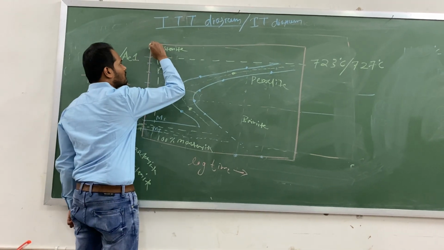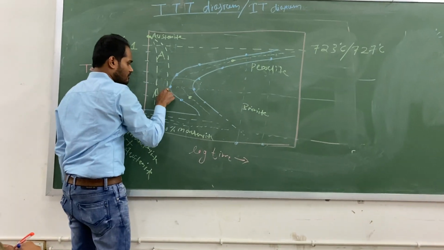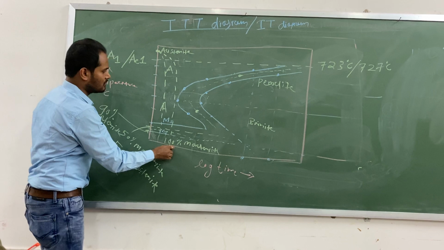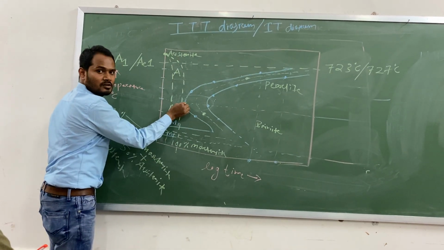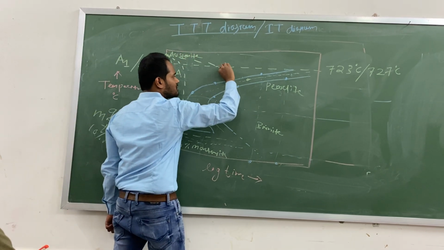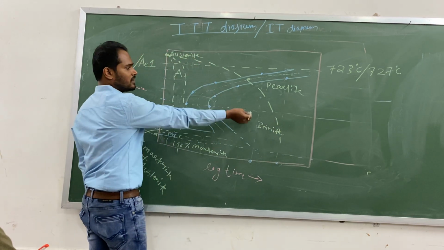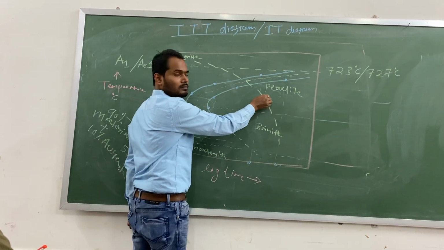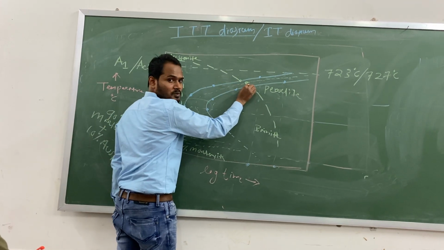Suppose I am drawing a curve like this. This is also important, for example. So what phase will form? Again martensite, because this curve also hasn't touched the nose. Suppose the curve is like this, for example. This is the cooling curve. So what is the phase? The phase is obviously pearlite, because this curve has touched this one and this one also.